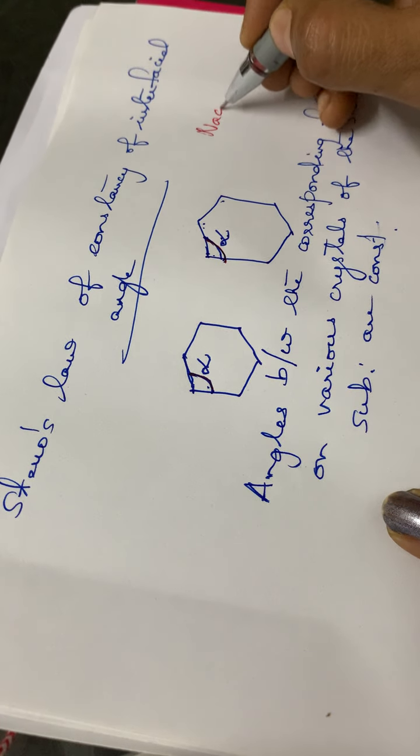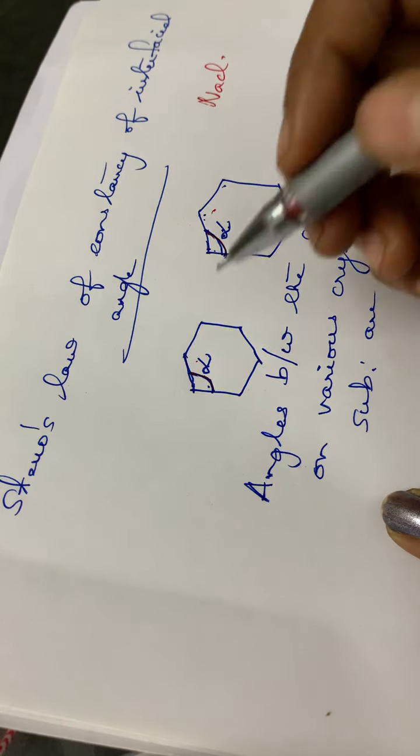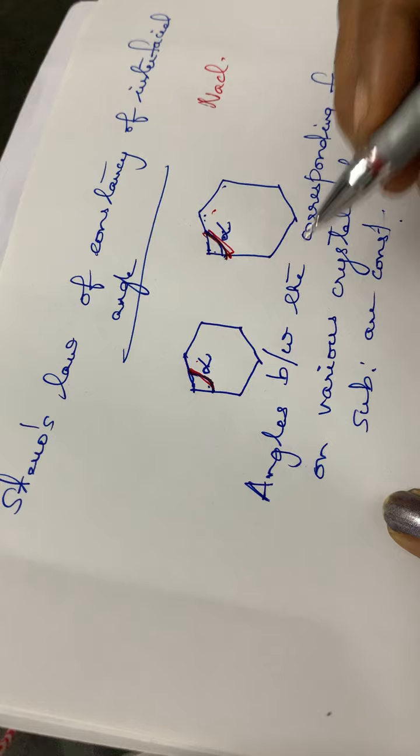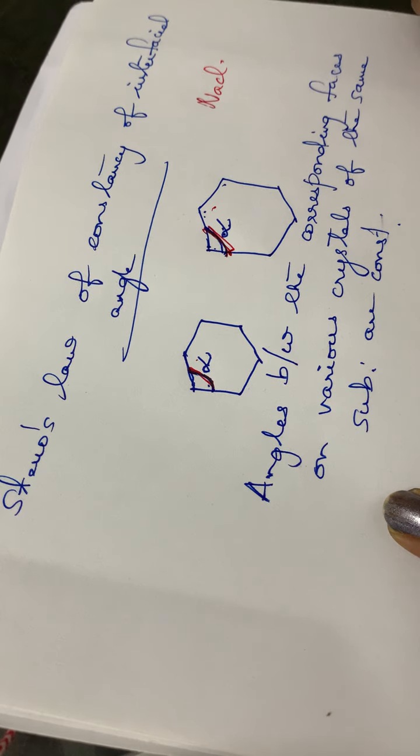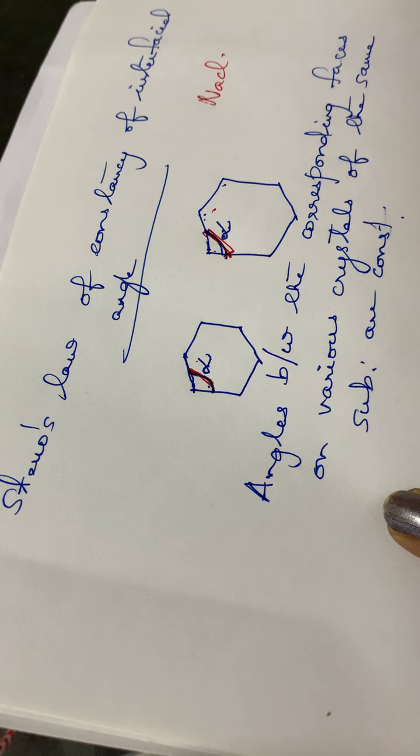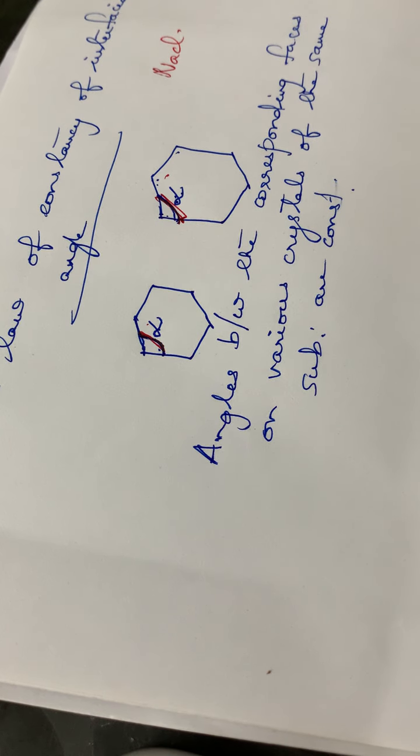Suppose, for example, if it is a sodium chloride crystal, both are sodium chloride, and if the crystal is growing, the angle between the corresponding faces will be the same in both cases, whether the crystal grows or not. Okay, so that is a simple law regarding the interfacial angle. And then the second one, that is the Haüy law.